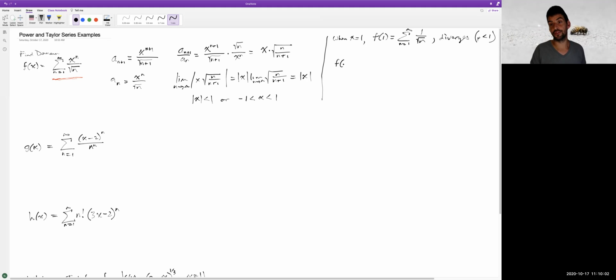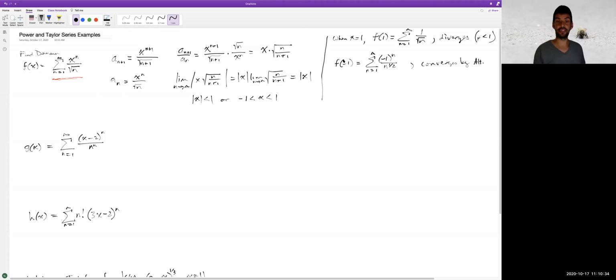How about at x equals -1? We get something a bit different. We get an alternating series. I'll write it this way this time. And remember the alternating series test. If we look at the absolute value of these terms, they do go to 0. 1 over the square root of n, as n gets larger, goes to 0. So we have an alternating series whose terms go to 0. This converges, by the alternating series test.